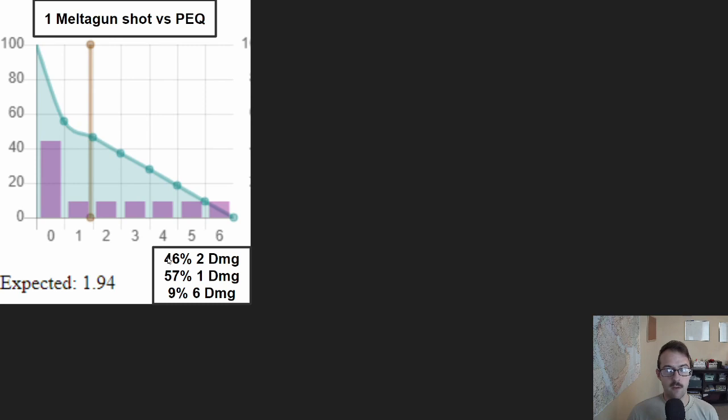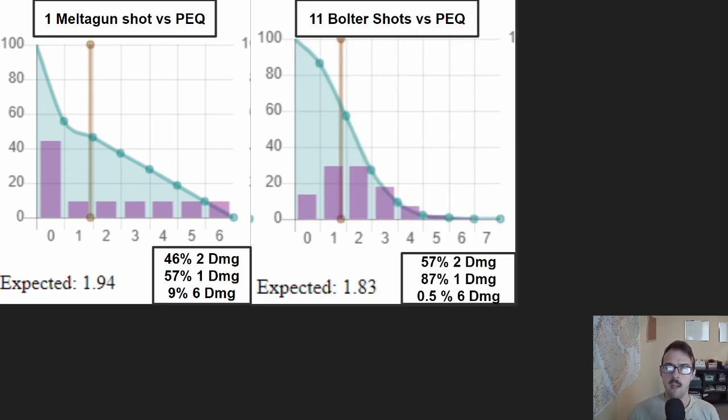You have a 46% chance of doing 2 damage, a 57% chance of doing at least 1 damage, and a 9% chance of doing all the way up to 6. Obviously that's overkill, but it's still important to look at when we talk about these dice rolls. And then if we shot 11 bolter shots versus that same Marine, you can see that the curve looks quite different. In fact, you have a 57% chance to do 2 damage, 87% chance to do 1 damage, and about a 0.5% chance to do 6 damage.